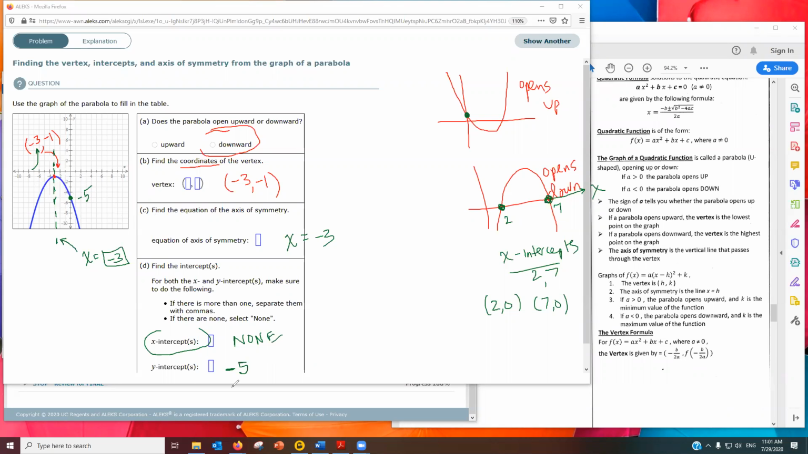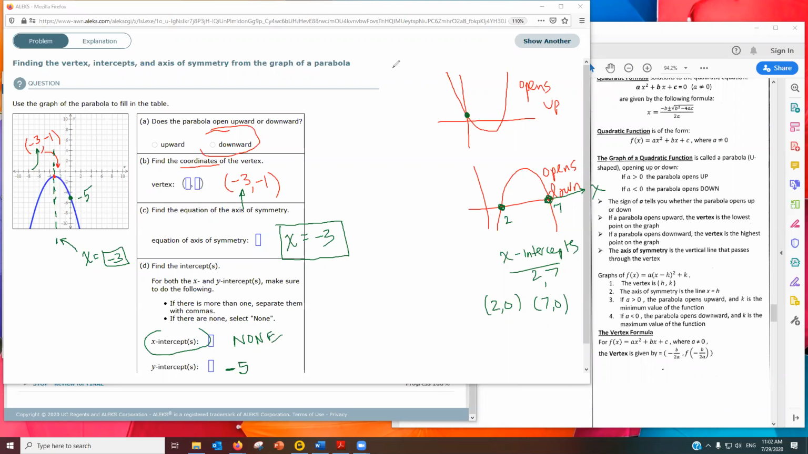All right, so this problem was just asking me to look at a graph, identify whether it opens up or opens down, also identify the vertex and the axis of symmetry. The axis of symmetry is always going to be an equation, x equals a number. For the number to use, go and grab the x value from the vertex. And then to find x and y intercepts, look at the points where the graph crosses the x-axis. In our example, it didn't cross the x-axis at all. And then for the y-intercept, where does the graph cross the y-axis?